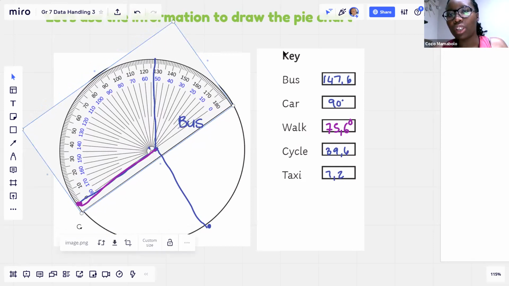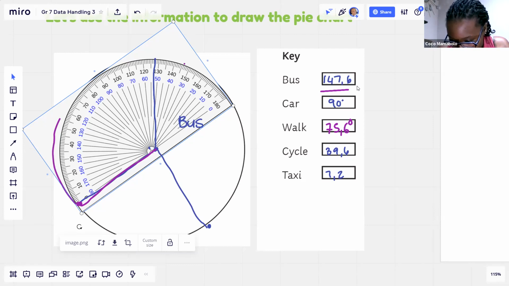And then we're going to look at our first degrees, which is the bus over here. So the bus says it's 147 degrees. We're going to look on our protractor, go all the way around this way, around the top, because we're looking from 0 going up. And we're going to find 147. There's 145.